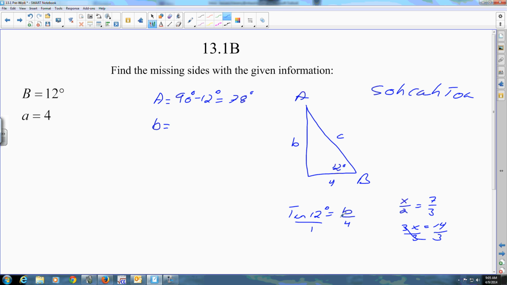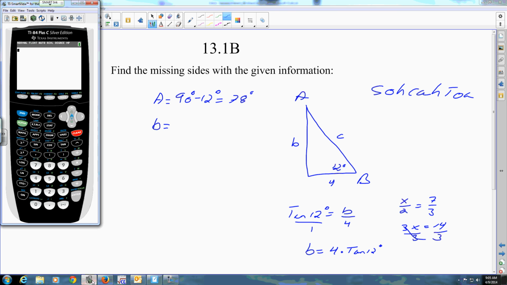This is no different. You cross multiply. 1 times b is b, equals 4 times the tangent of 12. I'm going to try this again. I called the calculator up before and it crashed the software, so let's see what happens. So I need to type in 4 tangent 12.